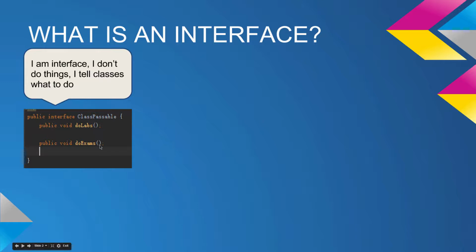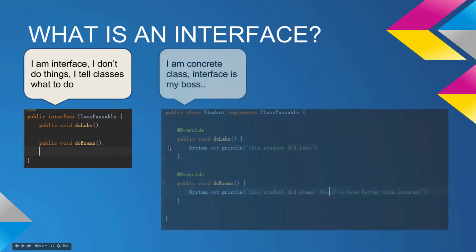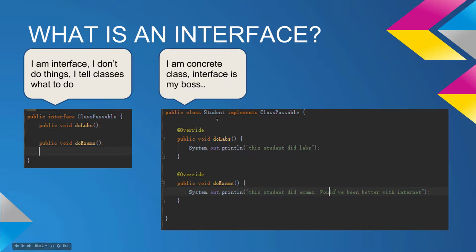Consequently, all the concrete classes that implement an interface have to implement every single method in that interface, like here. The student class implemented two methods that are defined in the interface. That's generally considered a very good practice. Actually, we have a programming rule called code to the interface.